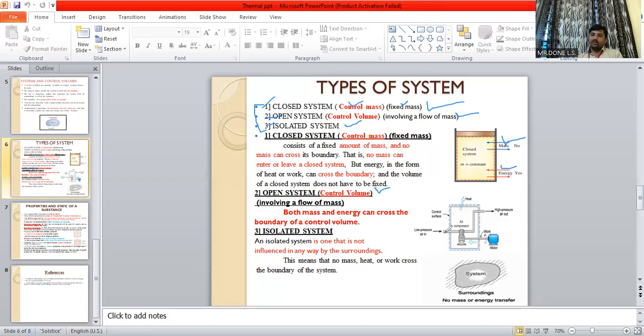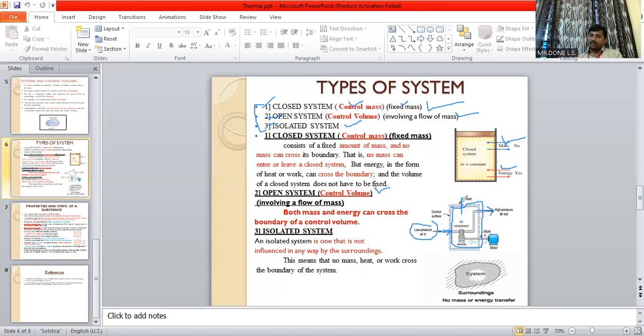In this reciprocating air compressor, low pressure air comes inside through the inlet of the compressor, and high pressure compressed air is passed through this pipe to the surrounding. See, this control surface is considered here. Here, heat is also energy.